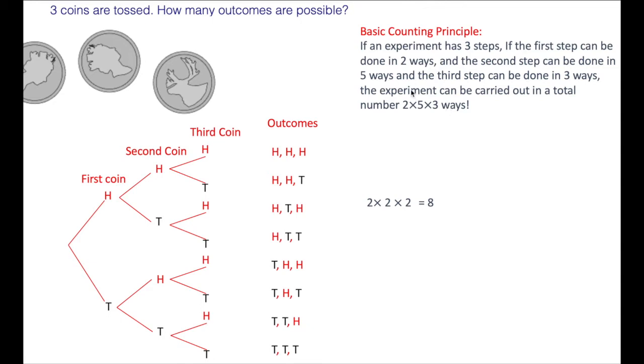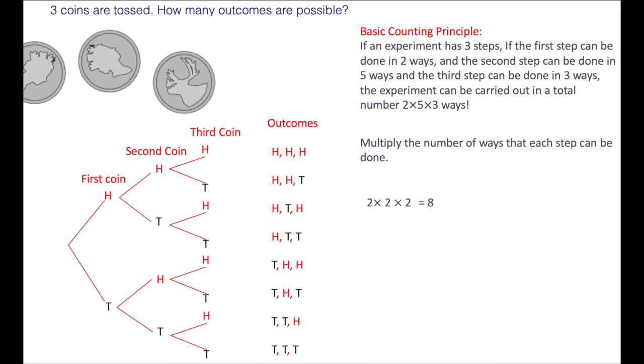Okay, in this case, our first step has 2 different ways, heads or tails. Second step, 2 different ways, heads or tails. Third step, 2 ways, heads or tails. So it's 2 times 2 times 2, 8 different ways that the experiment can be carried out, or 8 different outcomes. That's the basic counting principle. You multiply the number of ways that each step can be done.